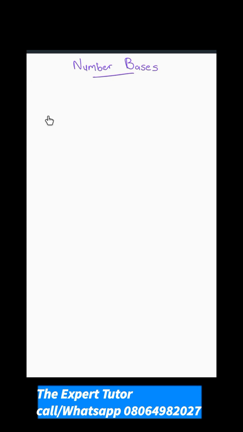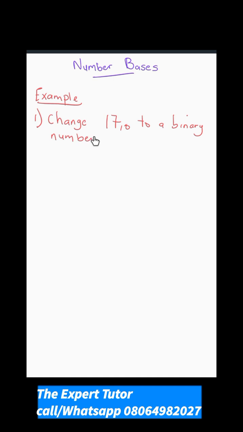Now in this other example, number 1, we're asked to change 17 base 10 to a binary. Remember that in the previous one we were changing from binary to base 10. This one we're changing from base 10 to binary. So this is how I'm going to do it. I'm going to draw something like this.